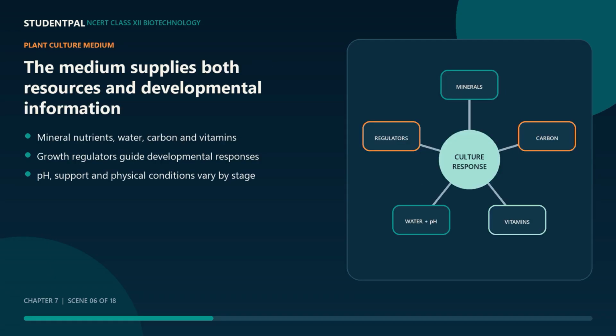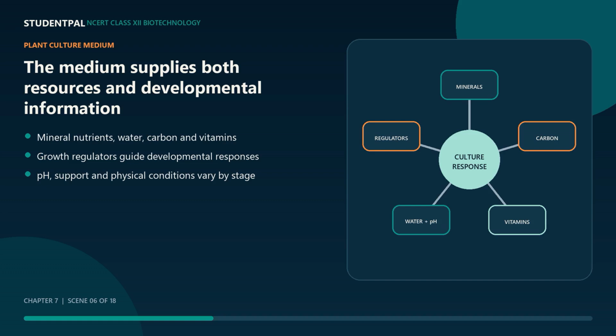A plant tissue culture medium supplies water, macro and micronutrients, a carbon source such as sucrose, vitamins, and other supplements appropriate to the tissue. Cultured explants may photosynthesize poorly, so an external carbon source supports growth. A gelling agent provides physical support for solid culture, while suspension culture uses liquid medium. Plant growth regulators provide developmental information, and their type and concentration may change between initiation, multiplication, rooting, and embryo maturation.